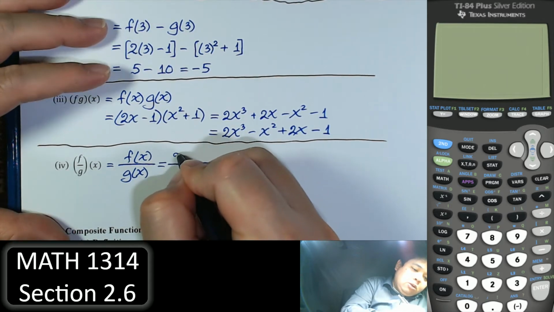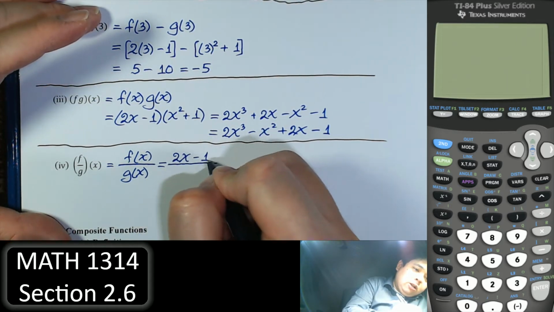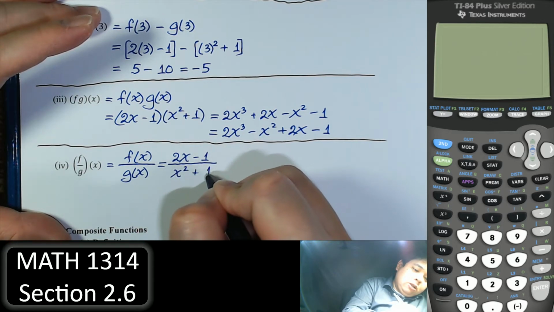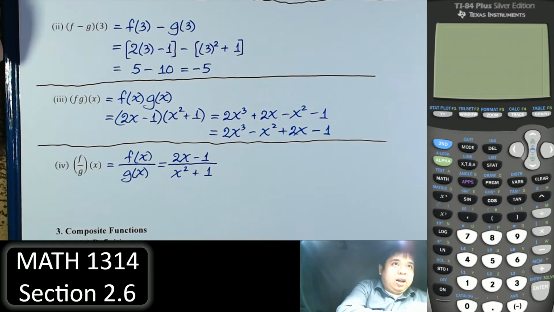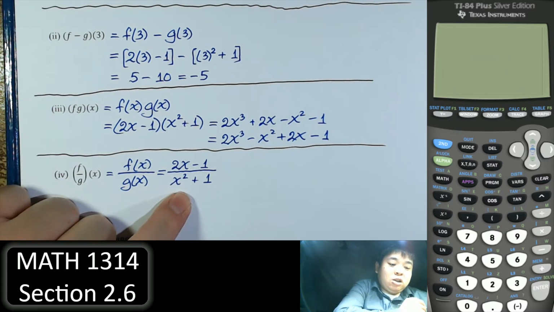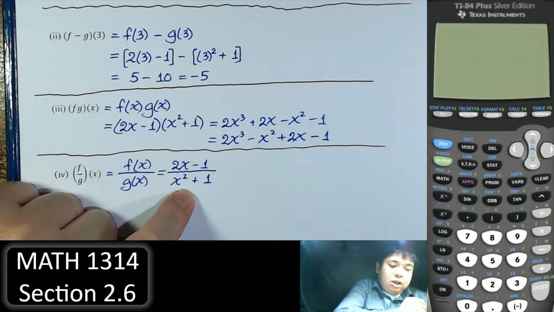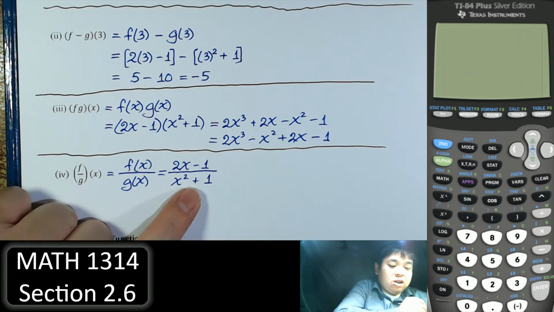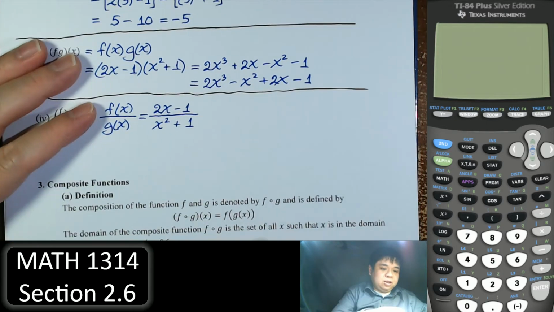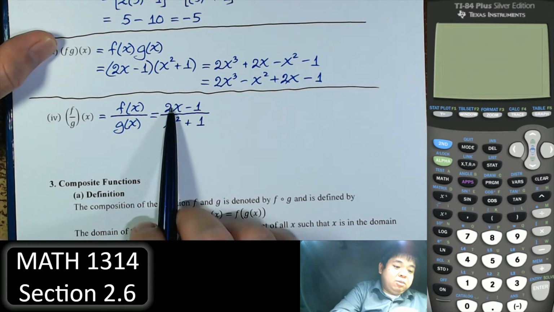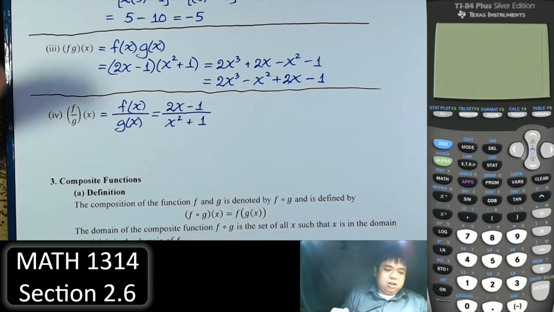F of x is 2x minus 1. G of x is x squared plus 1. And this is similar to the last problem we did earlier. The domain of this is all real numbers, because if we solve for this, x is not equal to plus or minus i, but when we divide them, we just divide them pretty much.